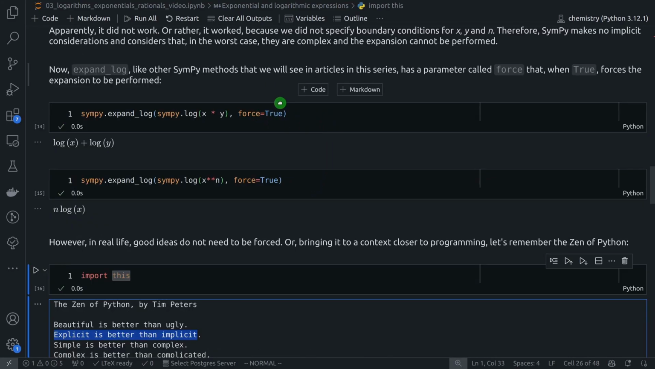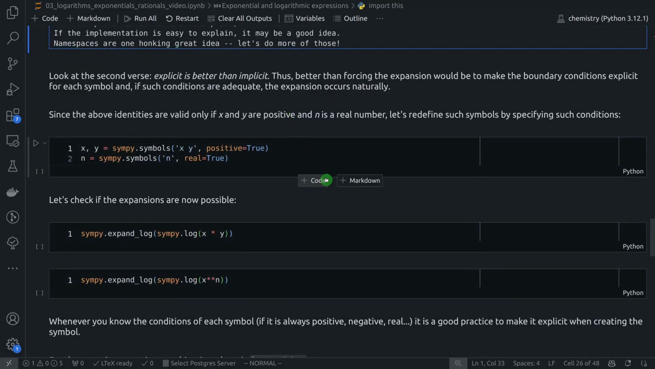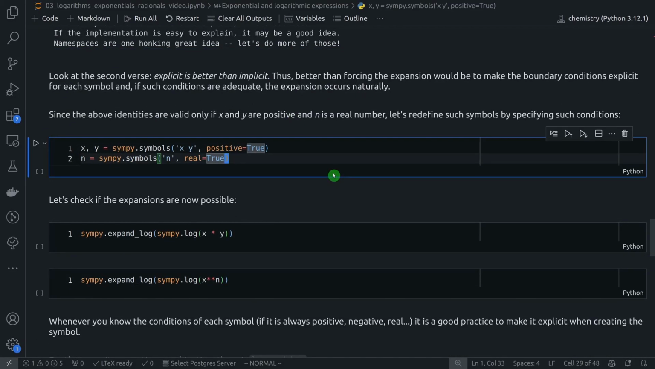I don't think it's a good thing to force behaviors. I think that a behavior should be natural. Okay? And how can you make things natural? You can define the symbols with some constraints. If these behaviors are really important, they should be made explicit in the definition of the symbols.